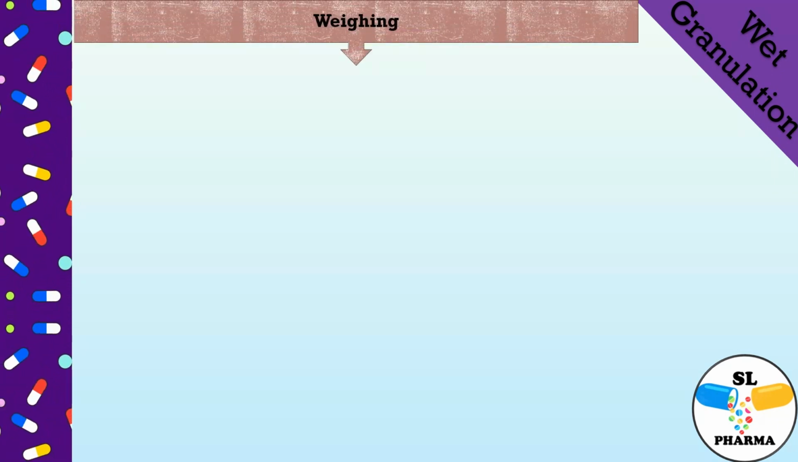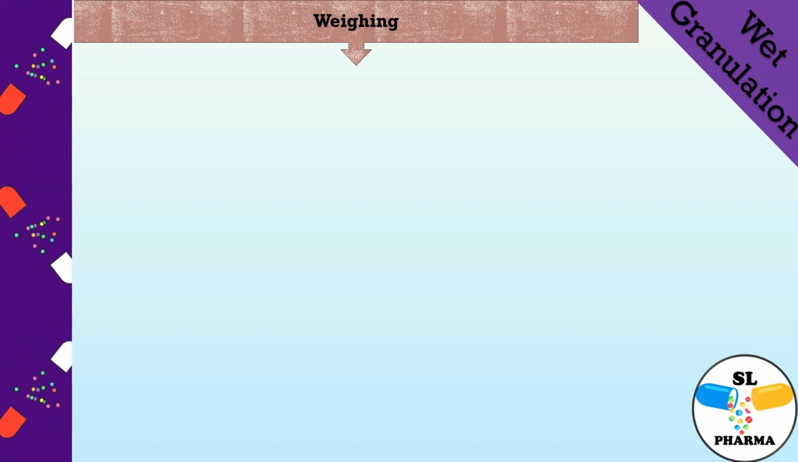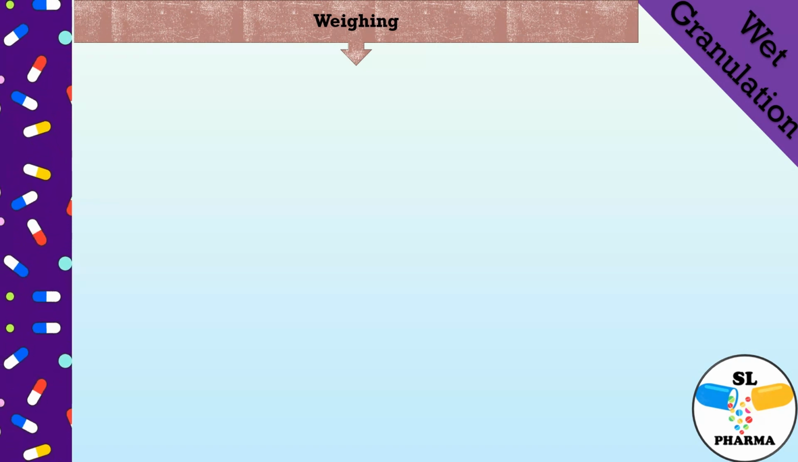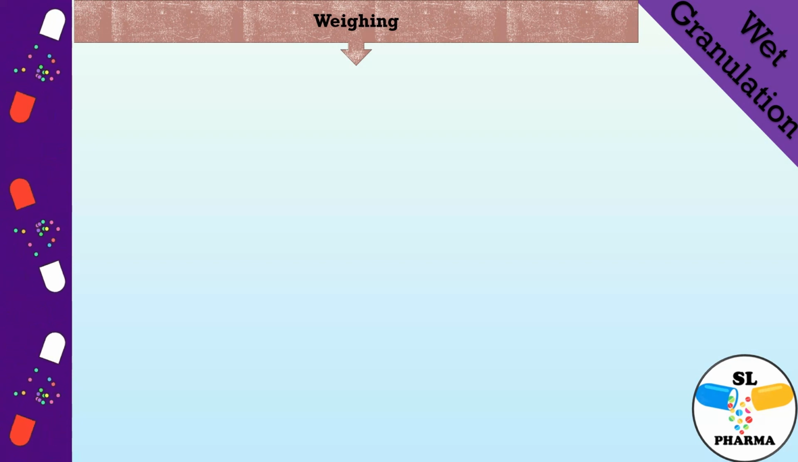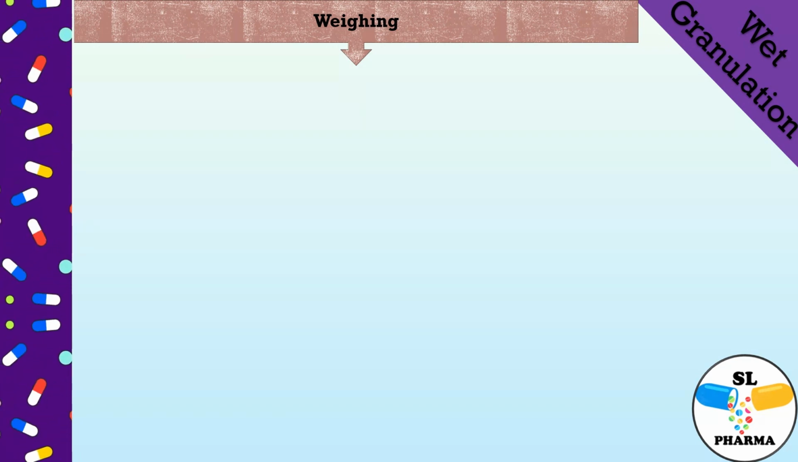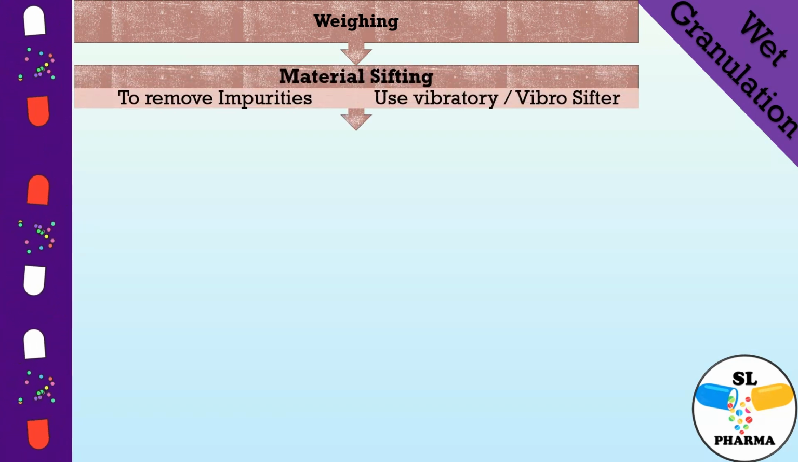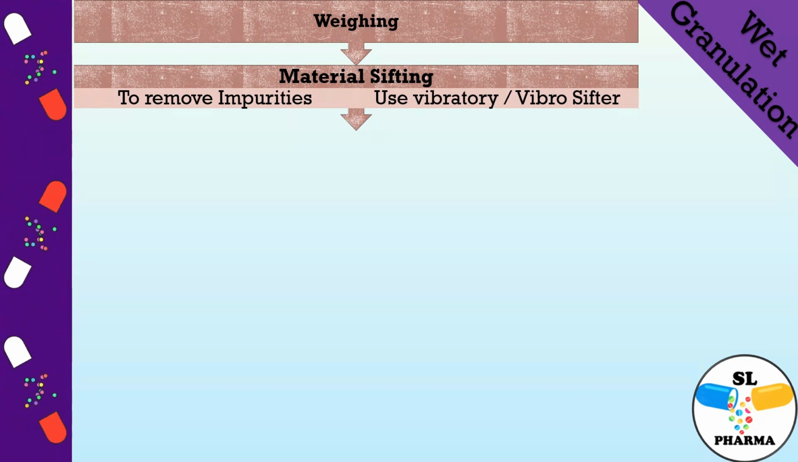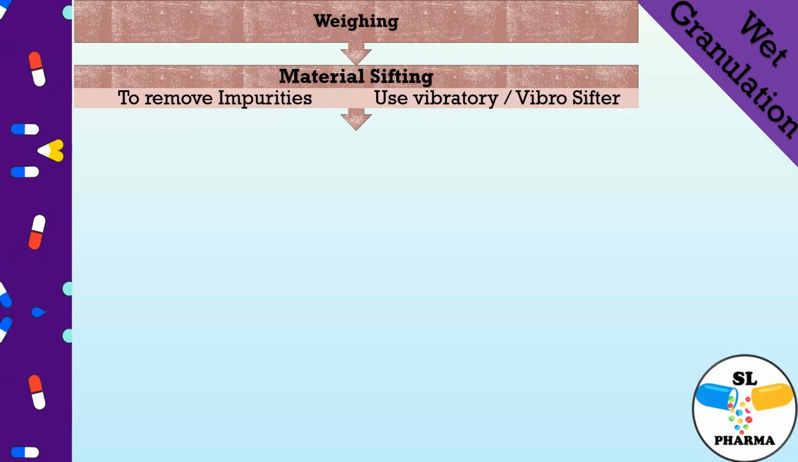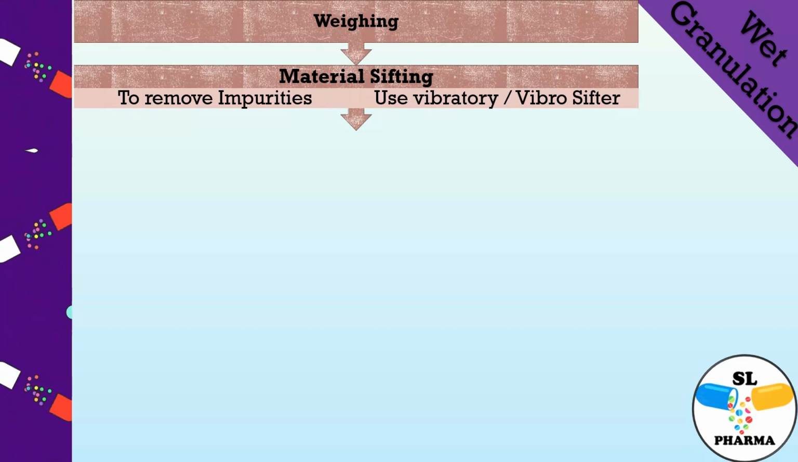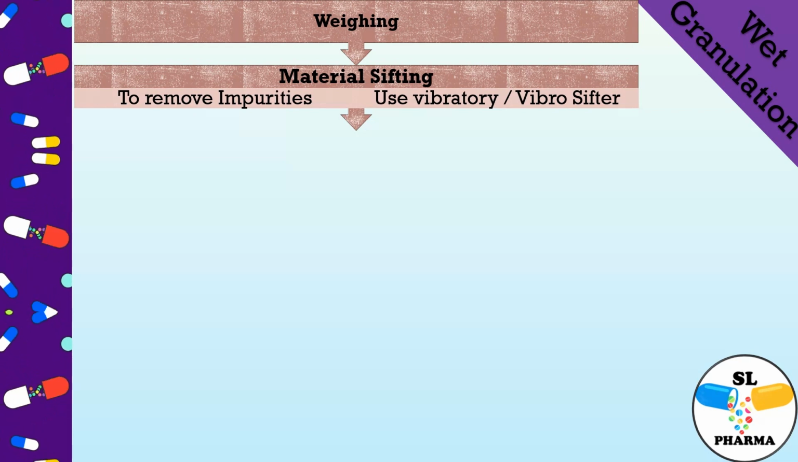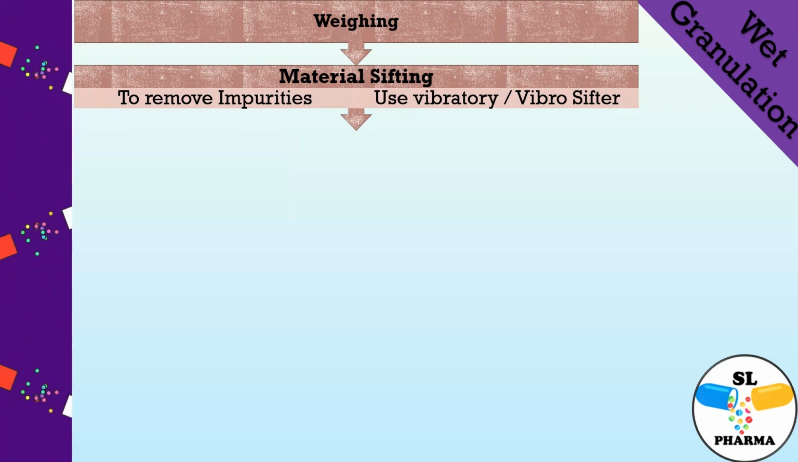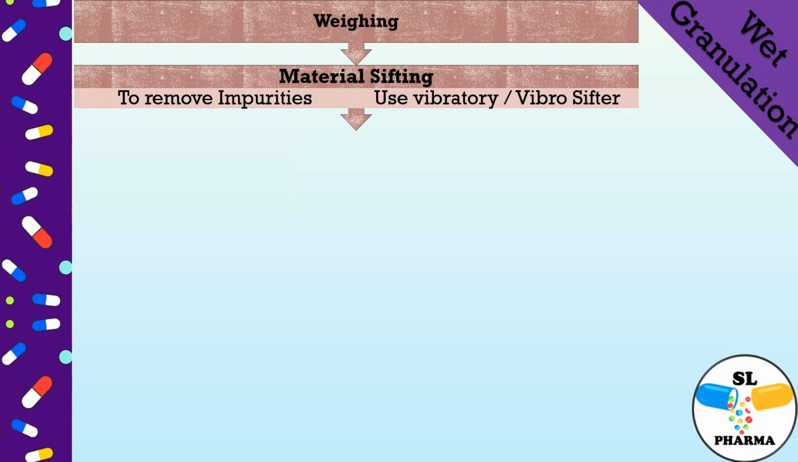First step is weighing. Gather and measure the active pharmaceutical ingredient, API, excipients, and binders according to the formulation. Then material sifting, also known as sieving or screening, is a process of separating particles or solids of different sizes by passing them through a sieve or mesh. Sifting is used for particle size classification, particle size reduction, removal of impurities, aeration, and homogenization.